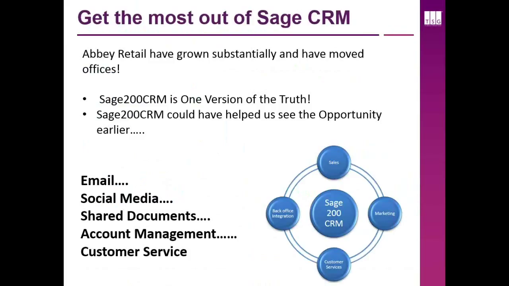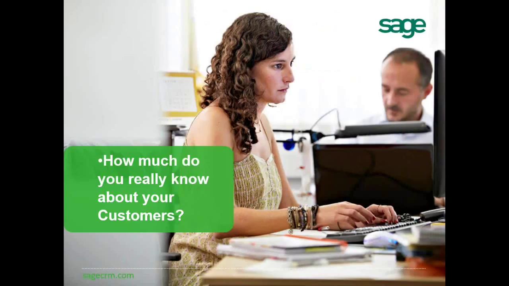Now, the fact that Abbey Retail have grown substantially, 3 months ago, we could have spotted that opportunity a lot earlier. So using things like email rather than post, social media to see what's happening. I've no doubt they probably would have been on Twitter or Facebook saying that they've started a new office or they've got new salespeople. If we were sharing documents, if we were adding account management information into CRM, and we were logging communications and opportunities, then anyone who logs into CRM would have been able to notice this information. So, how much do you really know about your customers?